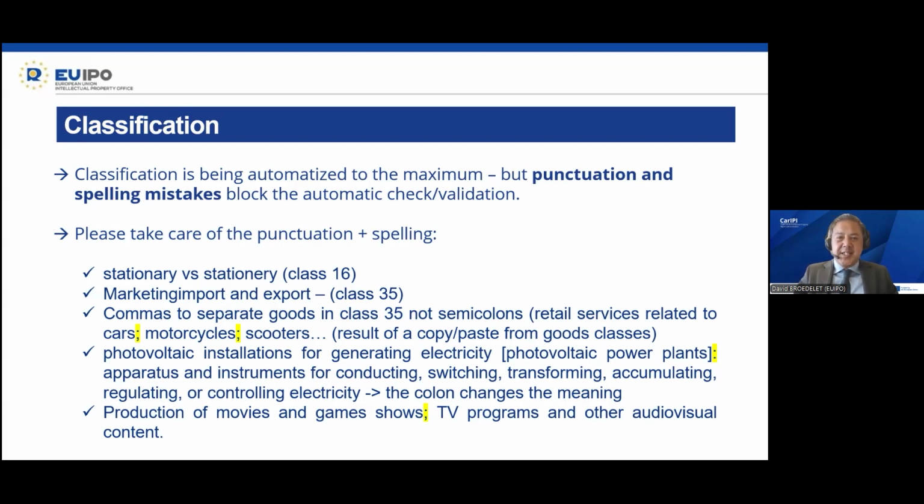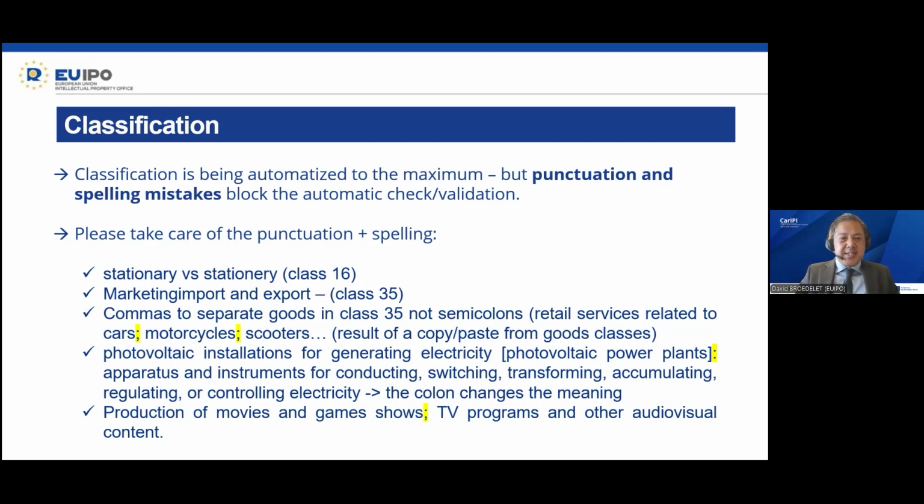So basically what it means is that here we read it as retail service related to cars, and then there's a new term motorcycles, and then there's a new term scooters. This is not correct. Many times this happens if there are goods classes before this one, and they want to say to applicants that they are selling all these goods. So what they do is they simply copy paste all the goods into class 35. But if applicants do this, they have to replace all the semicolons by commas to make it one term. And the term has to make sense, of course.